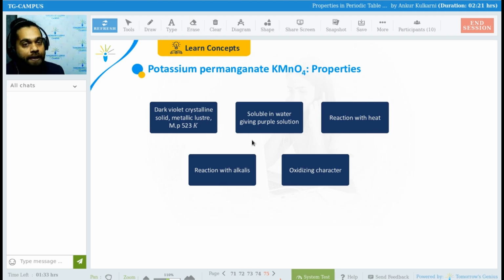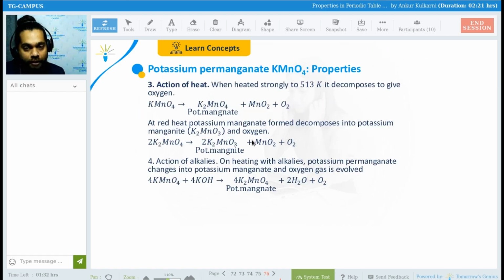Now again, potassium permanganate is dark violet, not purple. It is soluble in water, giving a purple solution. It reacts with heat, it reacts with alkali. It is also a strong oxidizing agent.